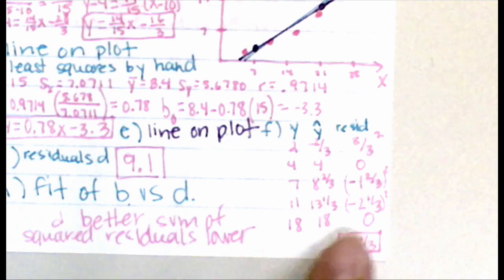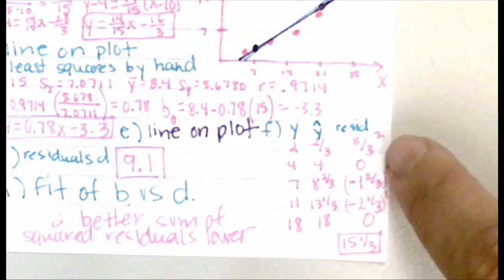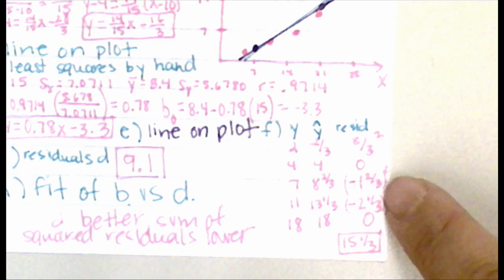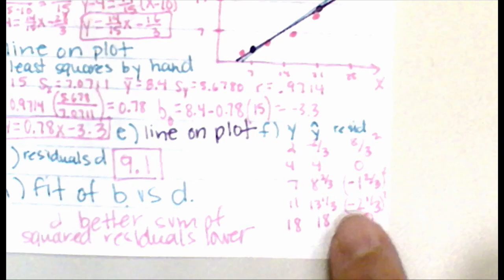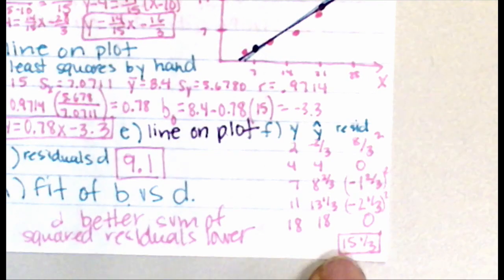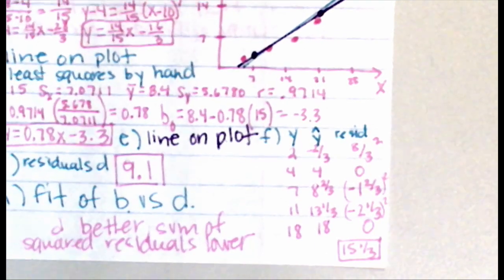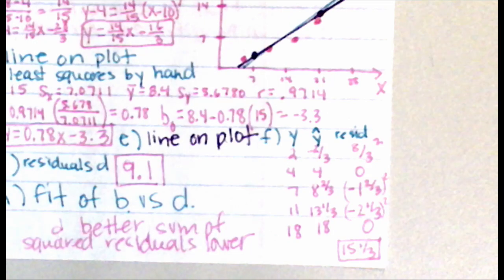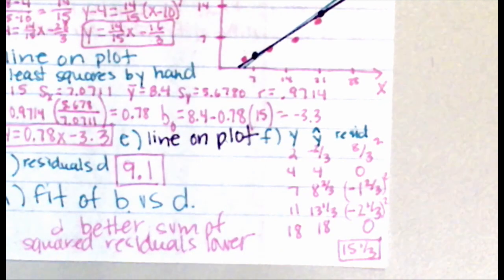So I got each residual. Then you have to square them all. So 8/3 squared, 0 squared, -1 2/3 squared, -2 1/3 squared. And I added them all up. Again, your answer might not be the same as mine if your equation is different. But if you've used that process, then what you've done is good. And it doesn't have to be the same as mine.